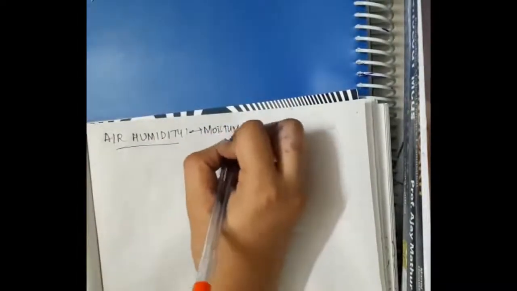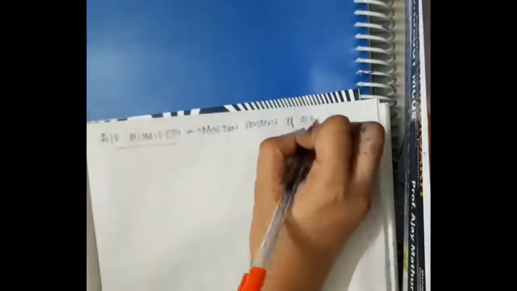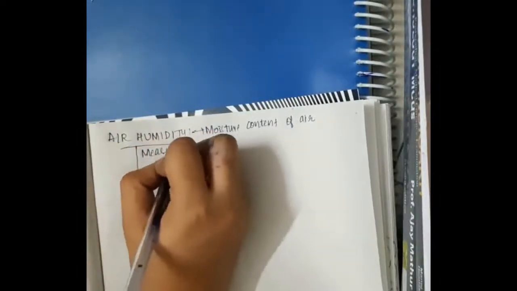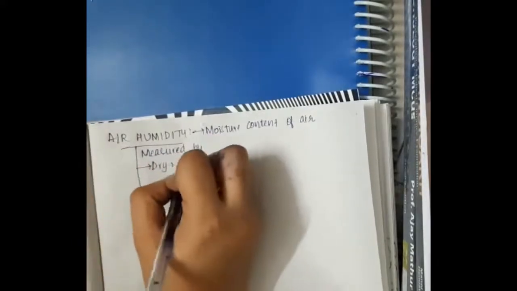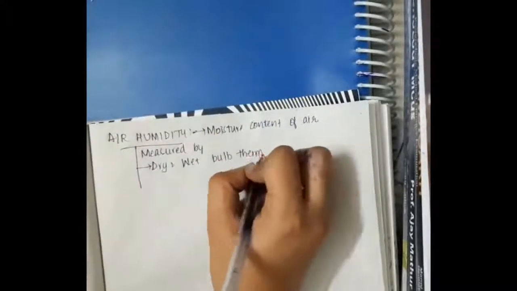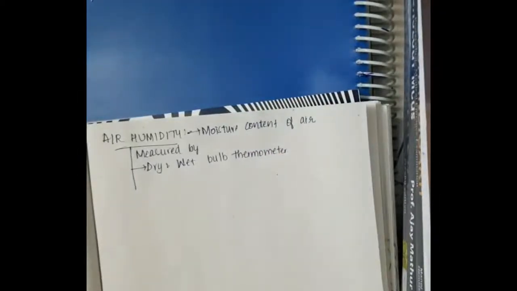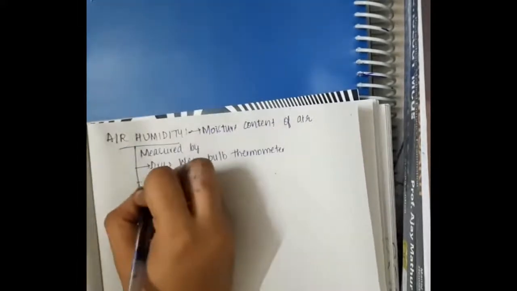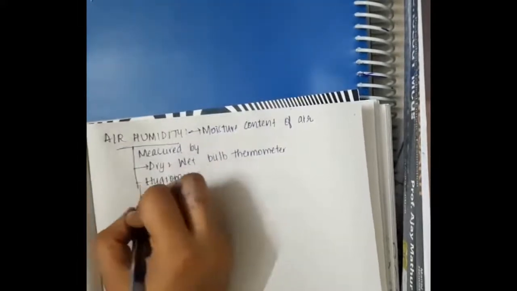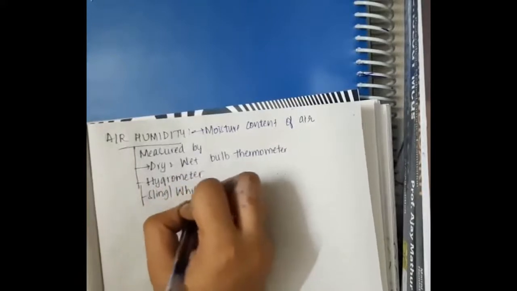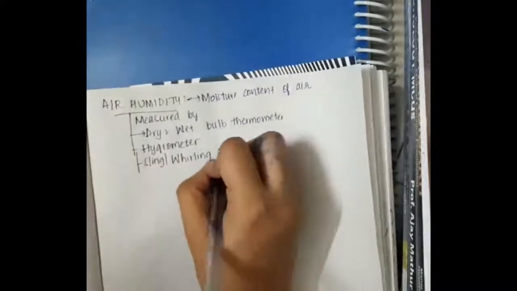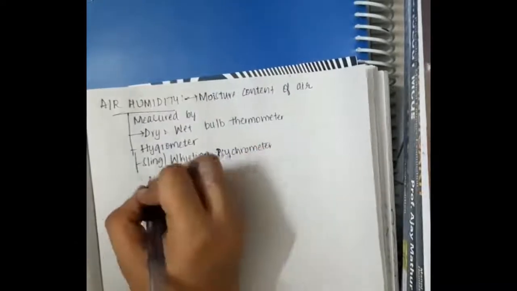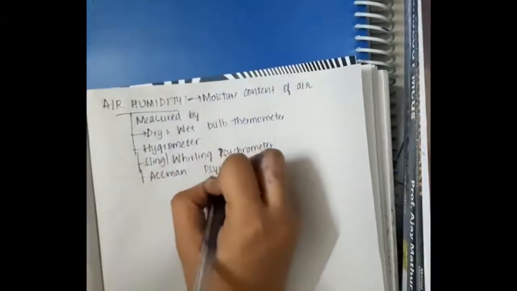Then the next topic is some important points about air humidity. Air humidity is the moisture content of air. This air humidity is measured by dry and wet bulb thermometer. It is measured by hygrometer. It is measured by sling or whirling psychrometer. It is measured by Assmann psychrometer.